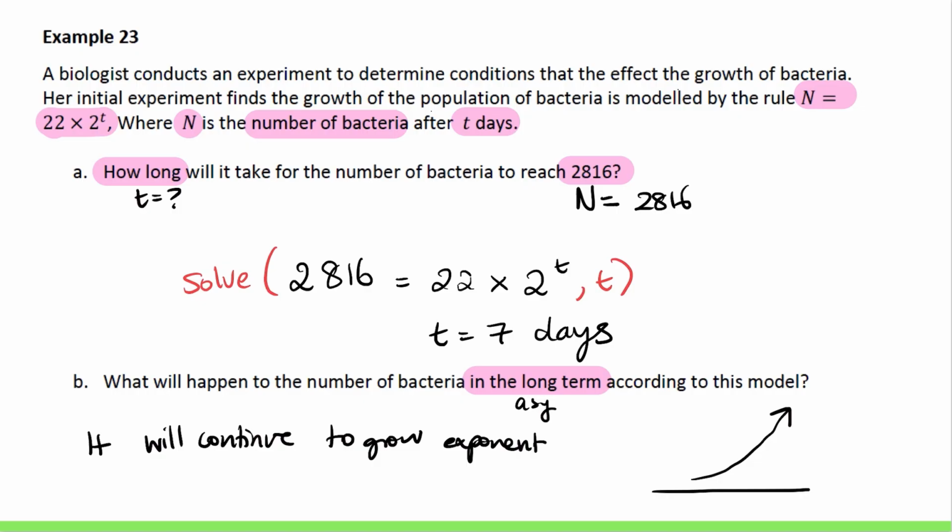So even though I said in the long term means it's asking about the asymptote, in this case, we're thinking about like the asymptote already happened for this particular function. So when I'm talking about an asymptote, it's more so when it approaches an asymptote. In this case, it's approaching exponential growth. So that's why it will continue to grow exponentially.